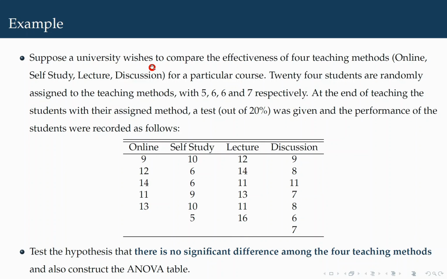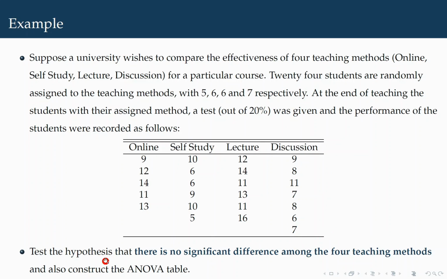Suppose a university wishes to compare the effectiveness of 4 teaching methods: online learning, self-study, lecture, discussion for a particular course. 24 students are randomly assigned to the teaching methods with 5, 6, 6, and 7 respectively. At the end of teaching the students with their assigned method, a test, for simplicity, let's say out of 20, was given, and the performance of the students were recorded as follows.